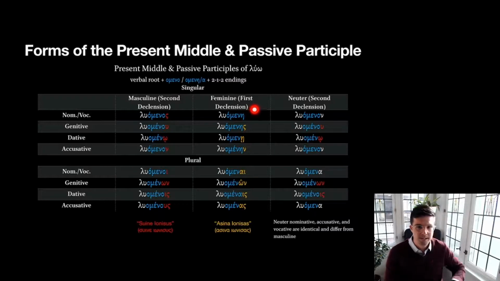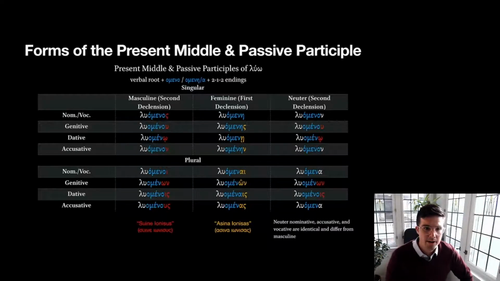So that's the only difference we're going to have here. And then we have the neuter, remembering that the nominative and the accusative of the neuter are always identical to one another. They differ from the masculine. That's true in the singular and in the plural.